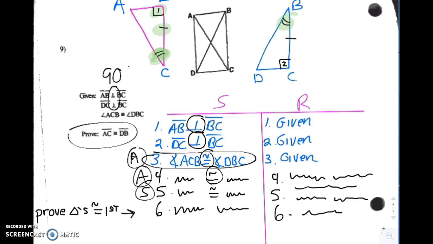And then we take the prove line. It wants us to prove parts. So line 7 would be that AC is congruent to DB because of CPCTC.